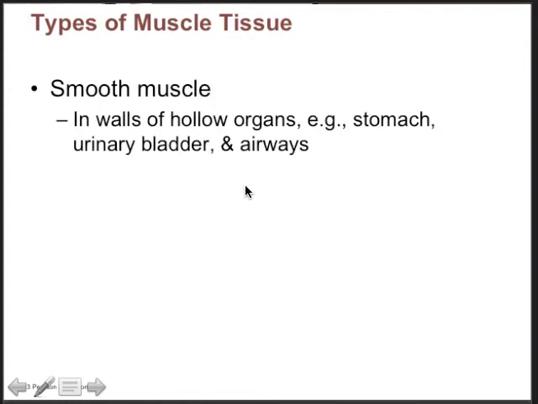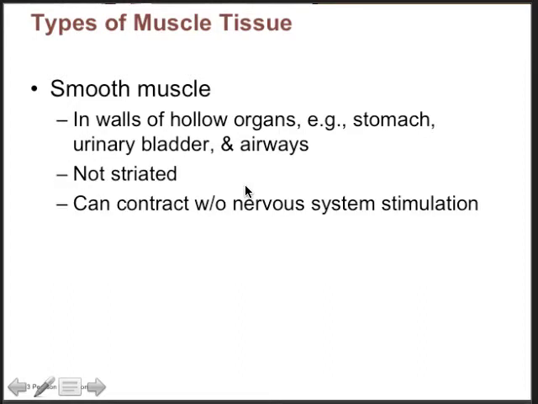Smooth muscle is found in the walls of hollow organs such as the stomach, the urinary bladder, and in the airways. It's not striated, and it can contract without any commands coming from the nervous system. Okay, it's capable of its own spontaneous contraction. It's under involuntary control, meaning that it's governed primarily, again, by the autonomic nervous system, that branch of the nervous system that operates without us having to think about it.